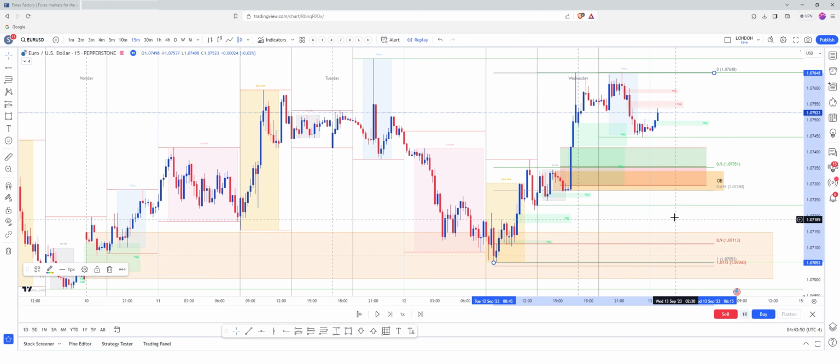Obviously, we want to buy cheap and sell high. So if we're looking for longs, then we want to be looking in this area, which just happens to fall in line with that order block. So that's quite a nice confluence.